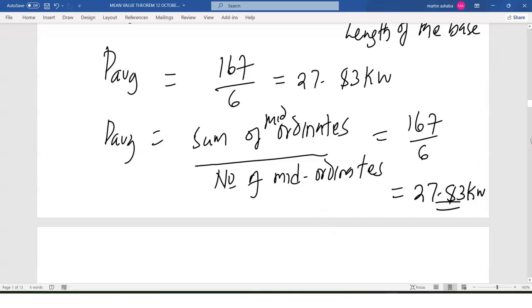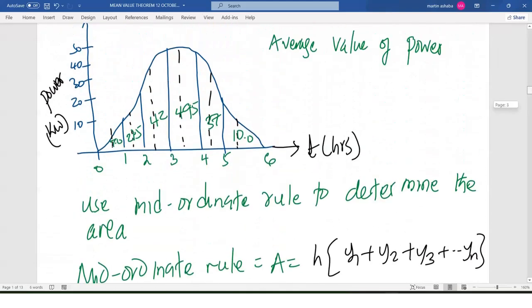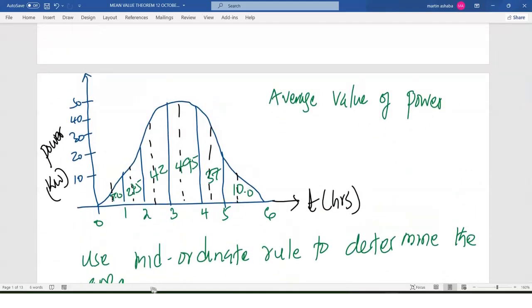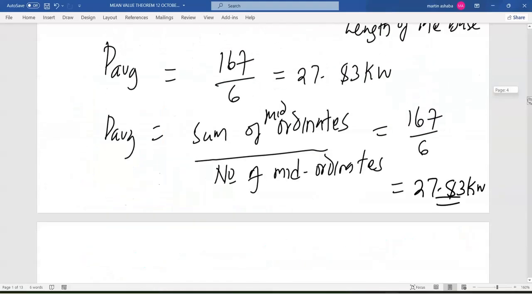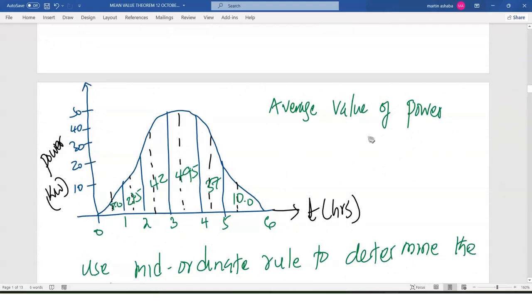So that's how we can get the average power when given such a curve, and they have given you the values of power midway between the different intervals of time. So for irregular shapes, whether regular or irregular, you still have different ways of approximating the area. If you can approximate the area, and you have the length of the base, you'll always be able to evaluate the average value of that function.